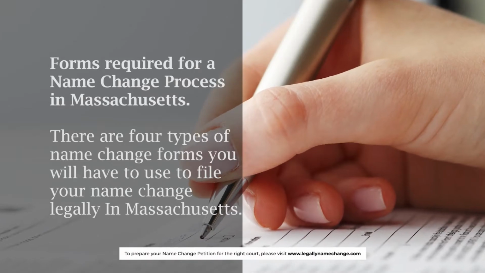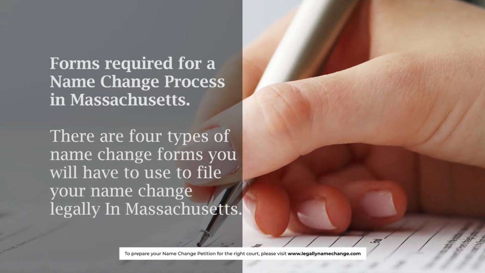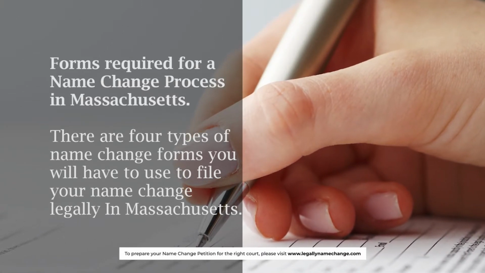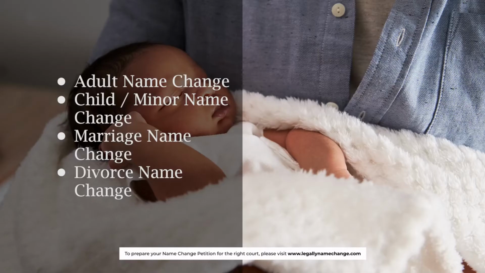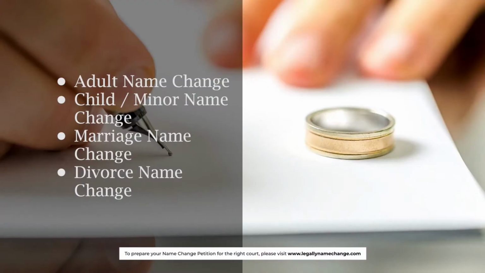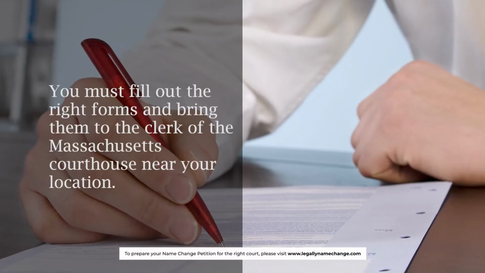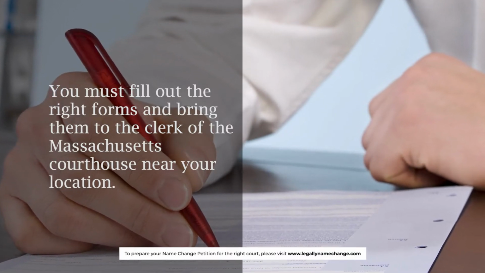Forms required for a name change process in Massachusetts. There are 4 types of name change forms you will have to use to file your name change legally in Massachusetts. Adult name change. Child/minor name change. Marriage name change. Divorce name change. You must fill out the right forms and bring them to the clerk of the Massachusetts courthouse near your location.